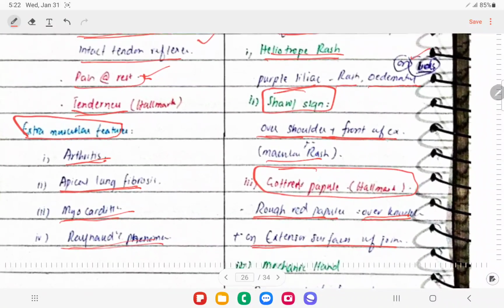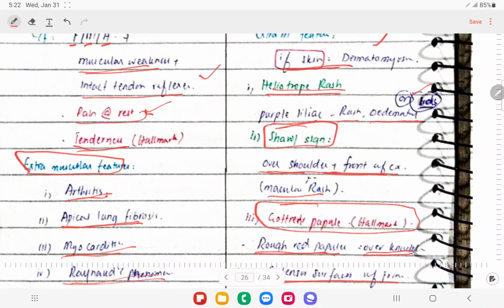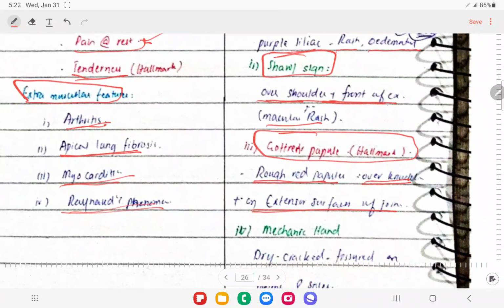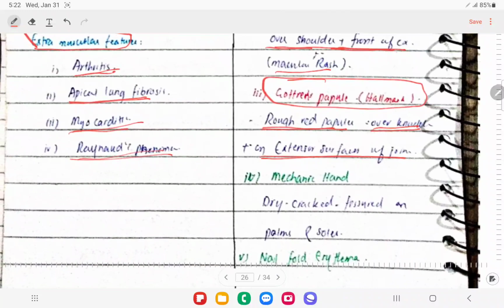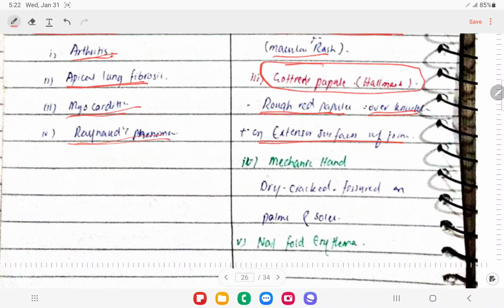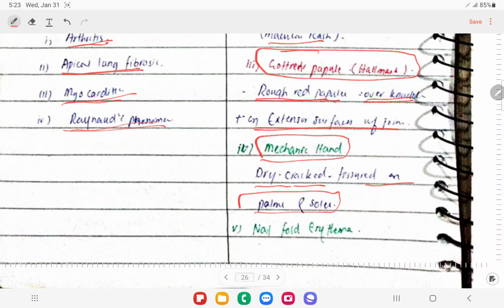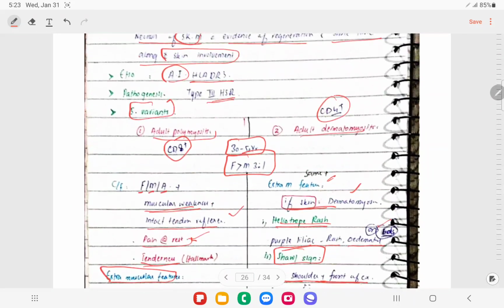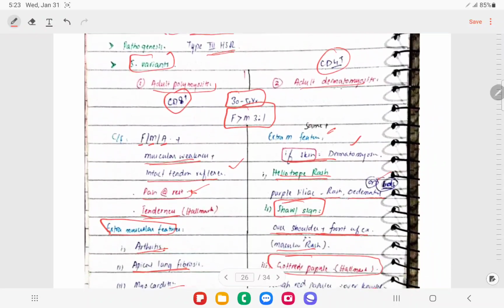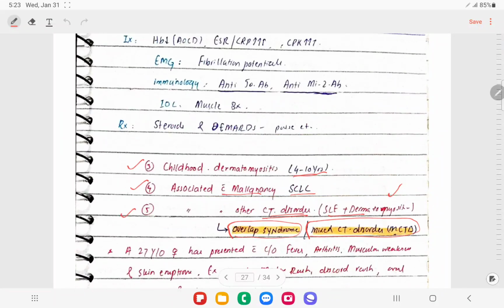For better understanding, you should Google the images of the heliotrope rash, shawl sign, and Gottron papule, and I hope you'll be able to differentiate it from other skin diseases, right? Another thing is we're going to get mechanic's hands in these patients. These are dry, cracked, fissured hands, mostly on the palms and soles. We can also see nail fold erythema in these patients, right? All right, so that's about the clinical features of dermatomyositis and polymyositis. Let's move on to the next page.